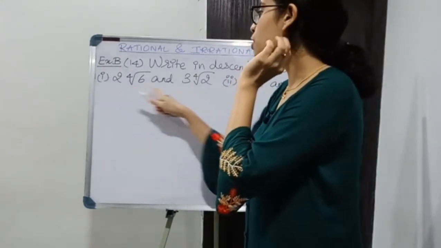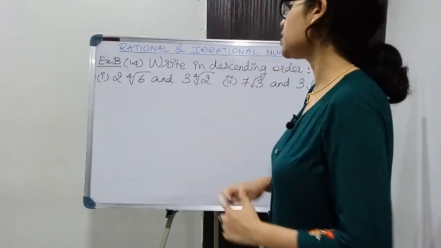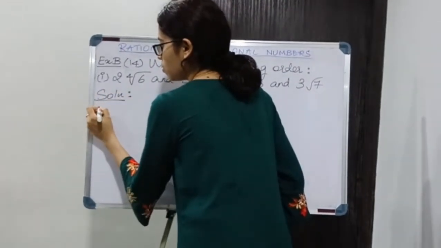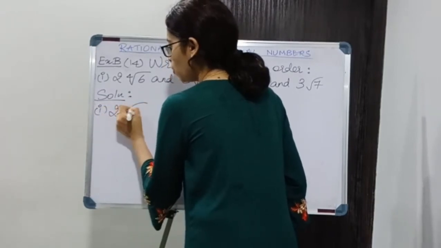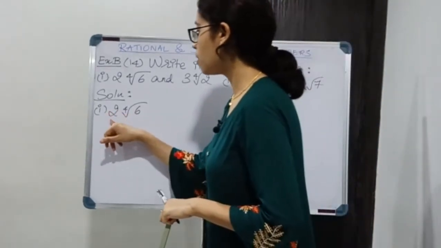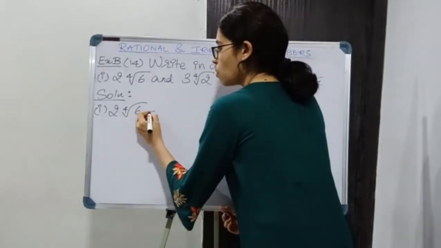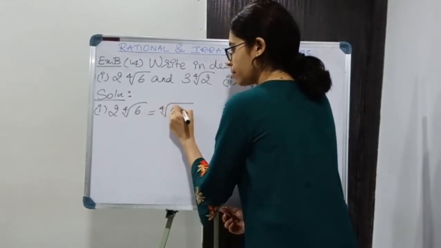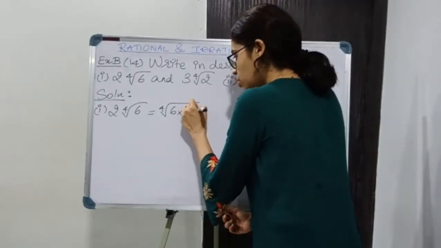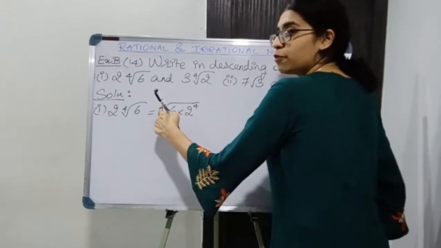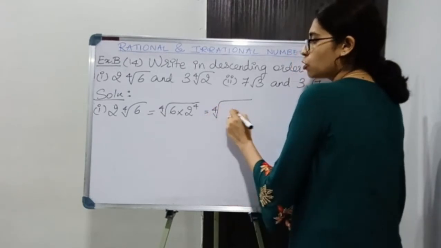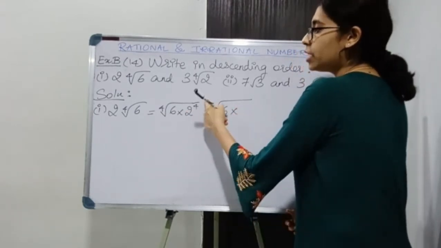Now, the first two numbers are 2 4th root of 6 and 3 4th root of 2. So 2 4th root of 6. First step is to shift the number inside the root. So I'll shift the number inside the root, and as soon as I shift it inside the root, the second immediate step is to change its power. So I have 4th root, that is why it will become raised to 4 over here. So 4th root of 6 into 2 raised to 4.